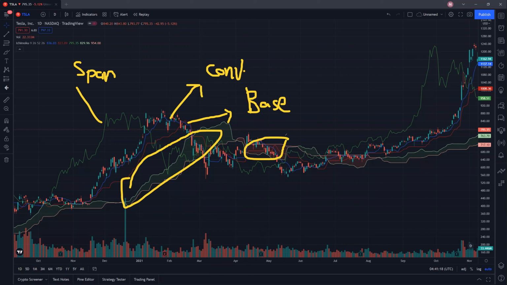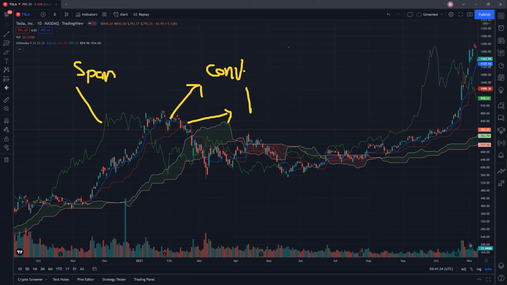So that's not too important, but it is important to note that this conversion line and baseline, on the way down, act as supports, and of course on the way up they also act as resistance. So generally speaking, how do you use this cloud to your advantage?